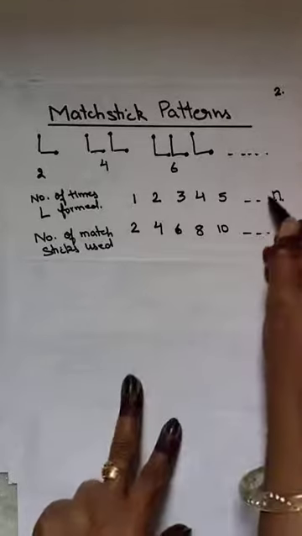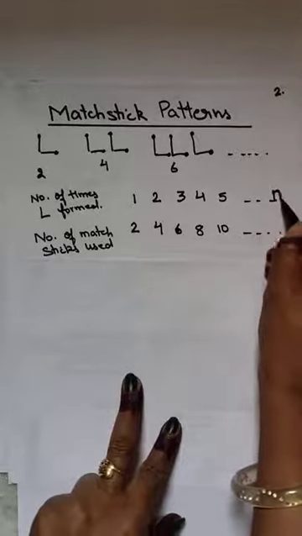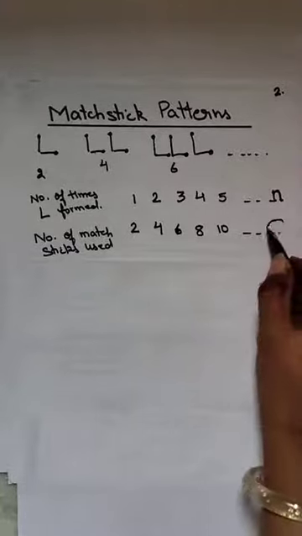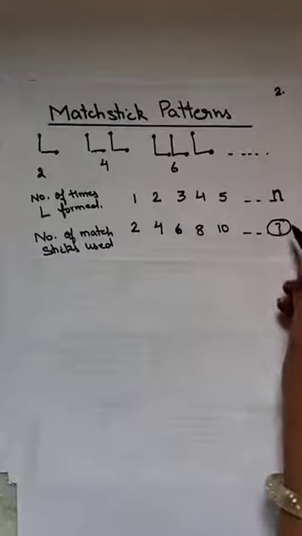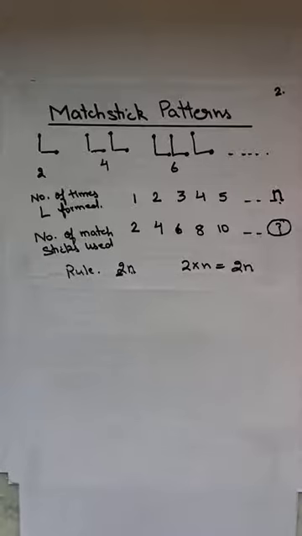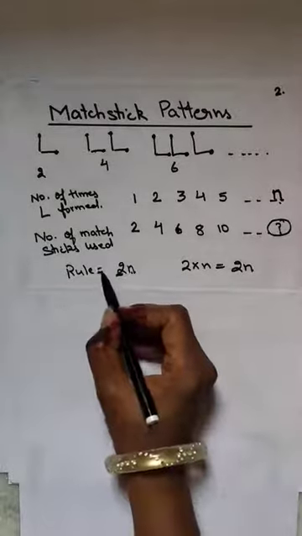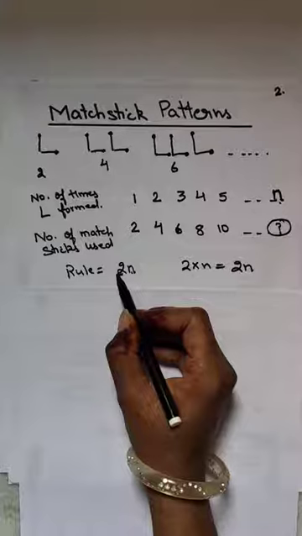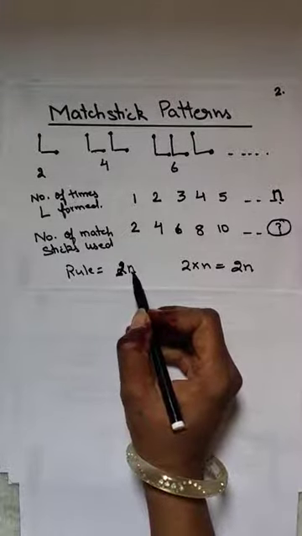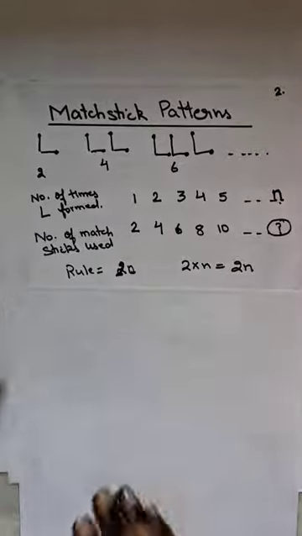And if we have to make n times L, meaning we don't know how many times we are making the L, n times, any number, it can be 10, 20, 30, 45, any. So how many matchsticks are used for making n number of times L? For this the rule is 2n. Because for 1 L, 2 matchsticks are used, and for n it is 2 multiplied by n, 2n.